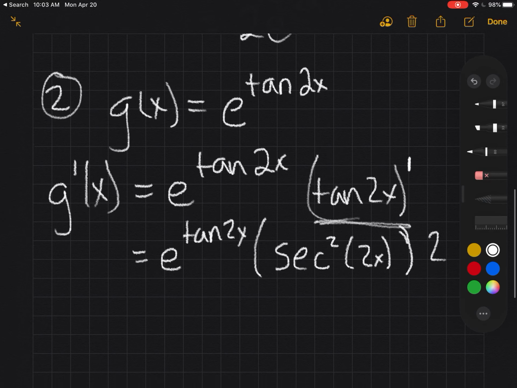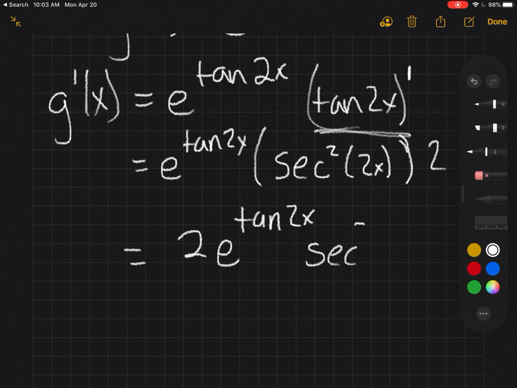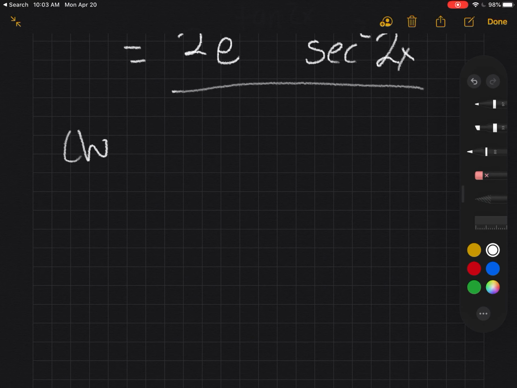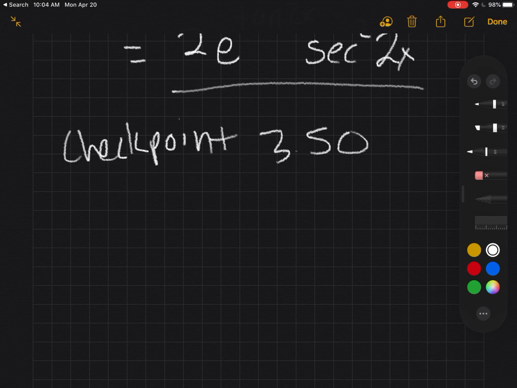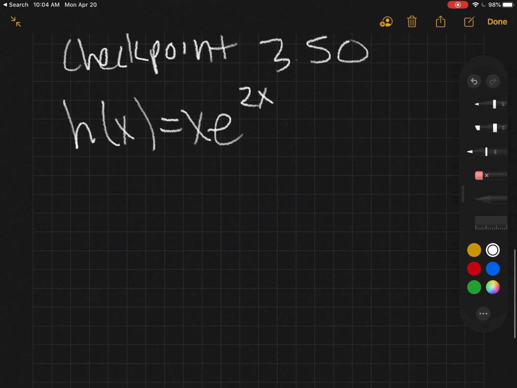Okay? So next we have to take the derivative of the tangent of 2x. So this stays the same. And now I'm taking the derivative of this in here. So the derivative of tangent is secant squared. So I have secant squared 2x. And then I actually have another chain rule in here because this 2x inside is a function. So times the derivative of 2x, which is 2. So cleaning this up a little bit, I get 2 times e to the tangent of 2x times secant squared of 2x, and that would be my derivative.